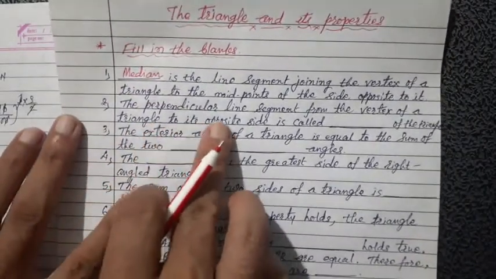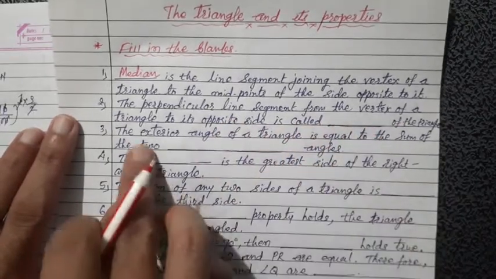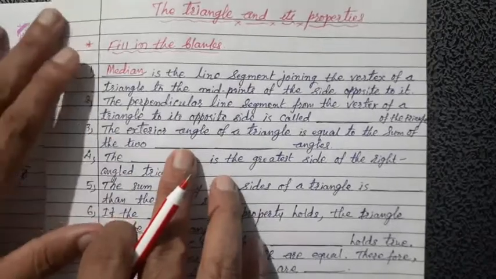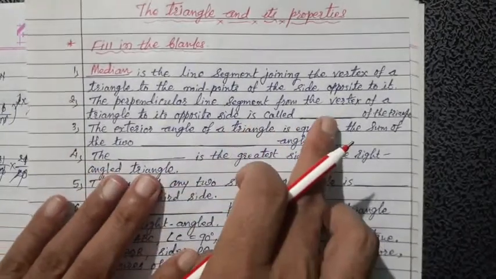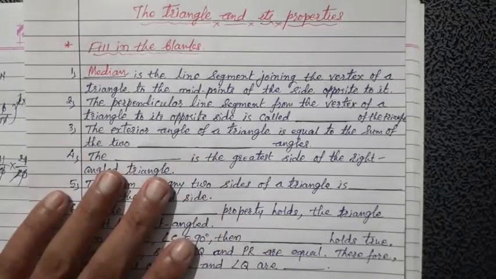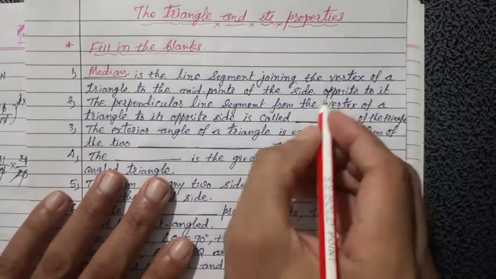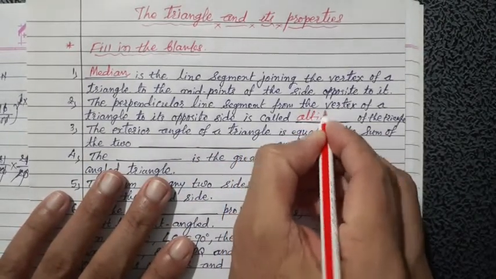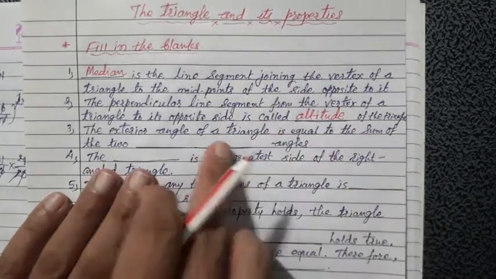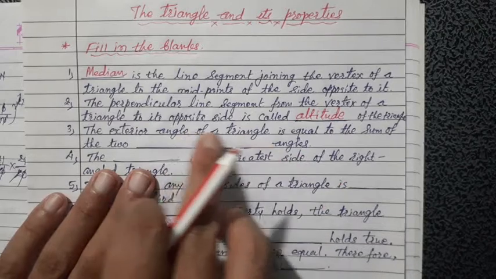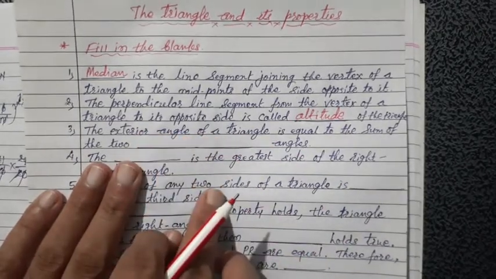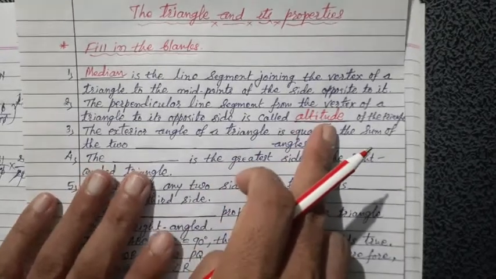Now a perpendicular line segment from the vertex of a triangle to its opposite side is called, perpendicular line segment from vertex to its opposite side, that is called altitude. Okay, from any vertex to the opposite side of that vertex, making 90 degrees, means making 90 degrees with that side, that is called altitude.